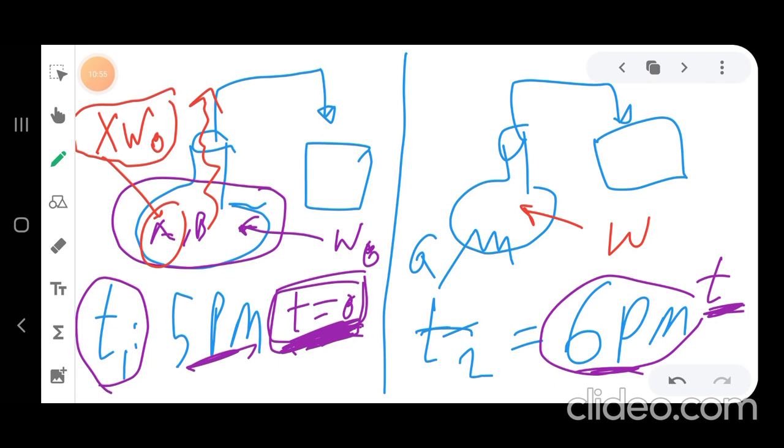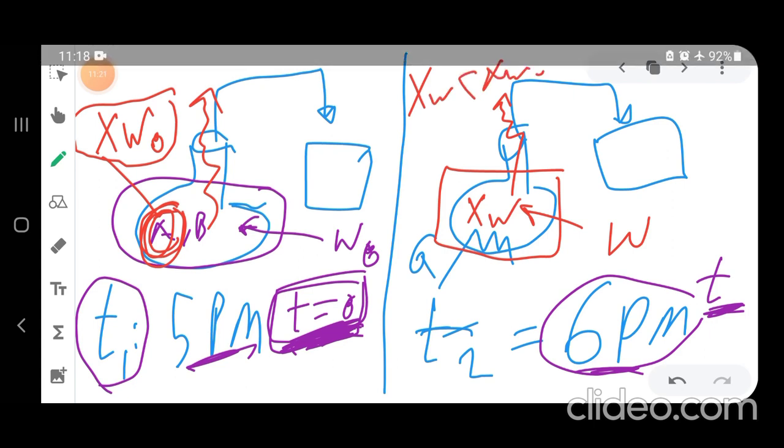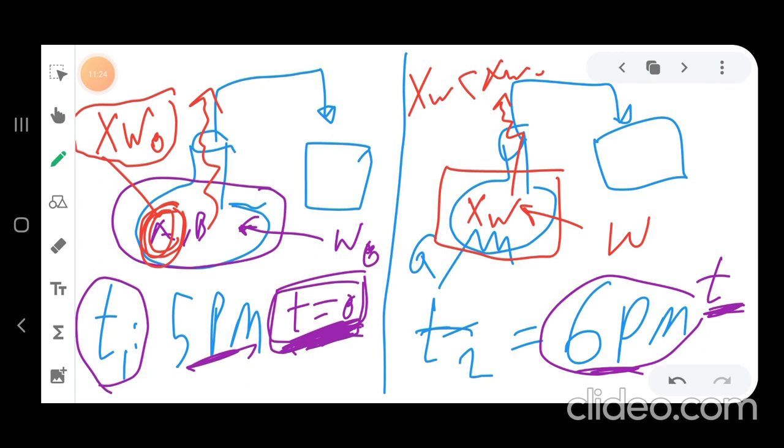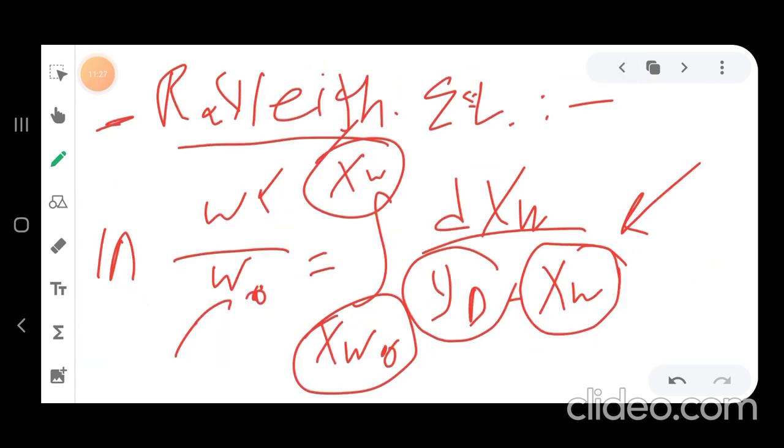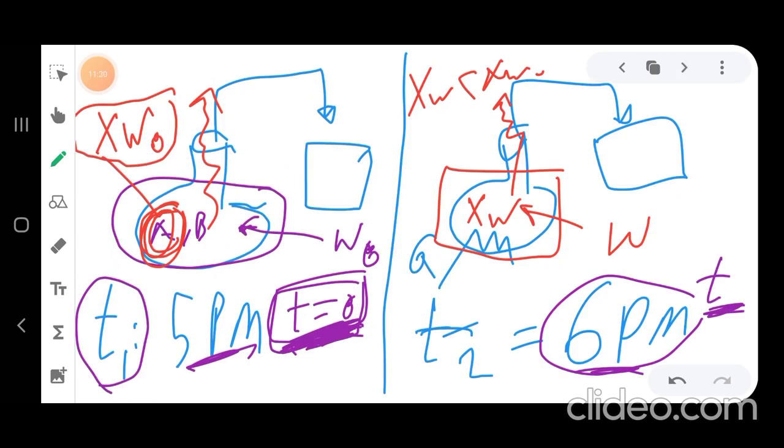After some time, what will happen to this composition? We are heating, so vapor will be generated, and as A is more volatile, more A will be collected, more A will leave this still pot. So of course XW will decrease. The composition of A after some time we call XW, and always XW will be less than XW naught because we are vaporizing. So this is XW and this is XW naught. YD is the same as XD, which is the composition of the distillate. What is the composition of the distillate here, XD or YD?